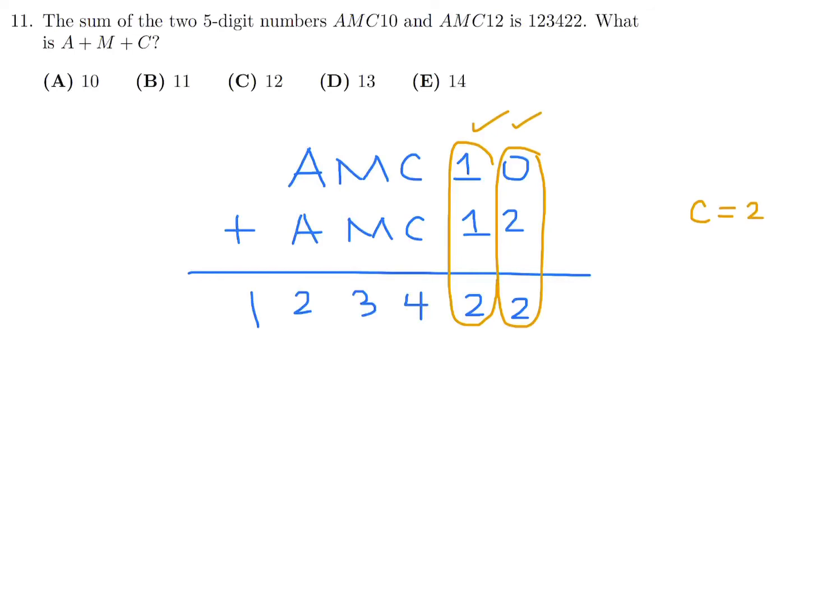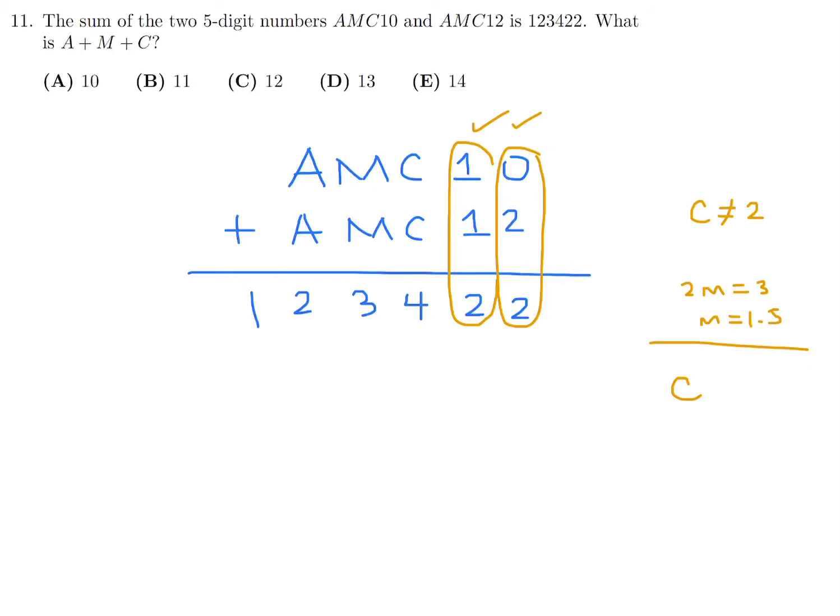Then M plus M is equal to 3. But M is a digit. So if M plus M is equal to 3, that means 2M equals 3, so M is equal to 1.5. And that can't work because M has to be a digit like 1 or 2 or 3. So C is most likely not 2. No problem. Let's keep going back and see what we get.